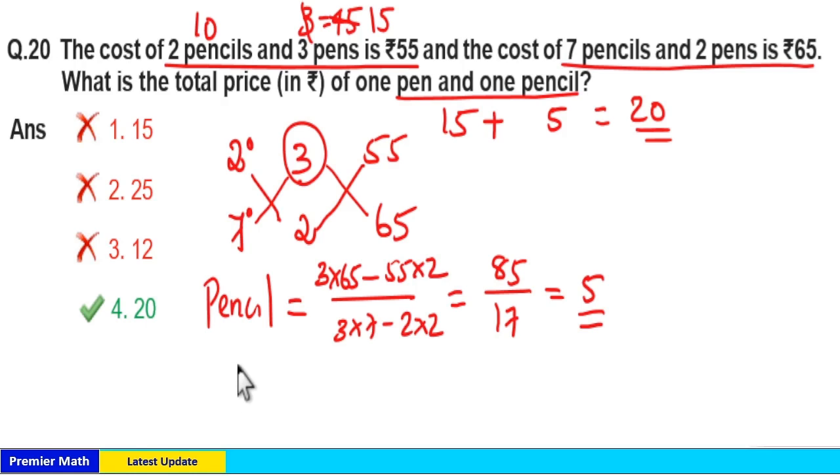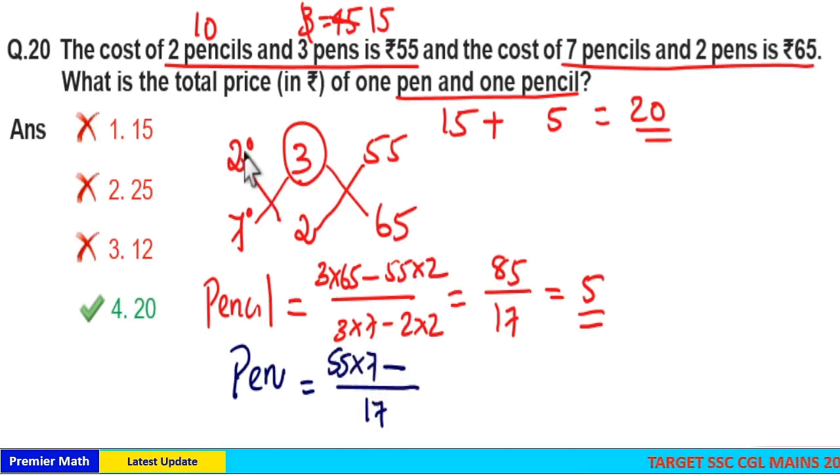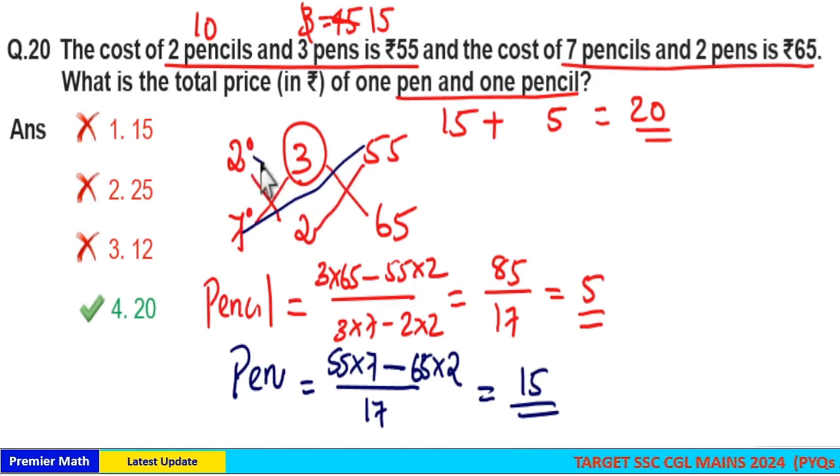Actually, you can also find the value of 1 pen using this short trick. The value of 1 pen means the y value, which is equal to, the denominator is the same, that is 3 into 7 minus 2 into 2. The denominator is common. Now the numerator is 55 into 7 minus 2 into 65, which is equal to 15. This is the value of y.